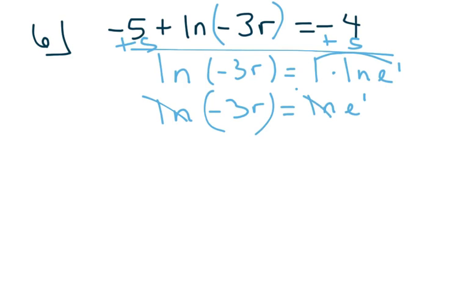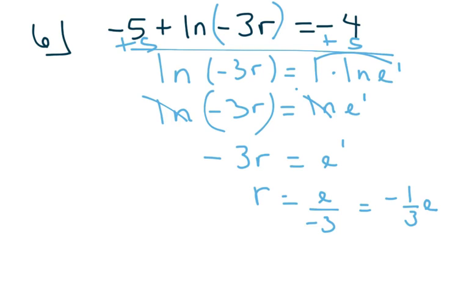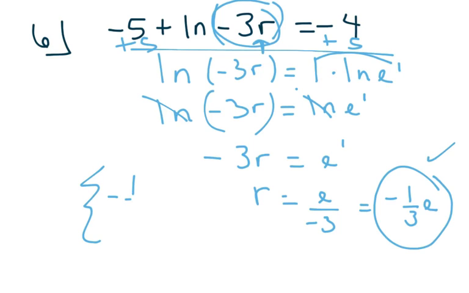So I cross out my ln's, and I have negative 3r equals e to the first power. I'm going to solve for r, so r equals e over negative 3, which is the same as negative 1/3 e. Now when you plug it in for r, this is going to give you a positive number because two negatives make a positive, so this is okay. So our solution is negative 1/3 e. Don't forget, what does e equal? E just is the constant, 2.718.